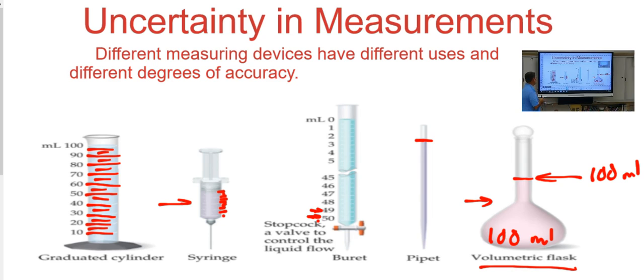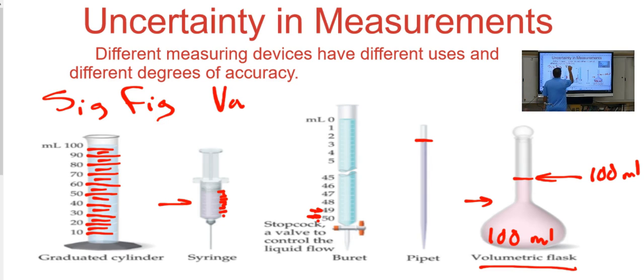we have to tell whoever's going to read it how accurate the tool we used was when we read it. I know that sounds a little bit confusing, but the way that we will do that is through significant figures. Significant figures deliver two things. They tell me the value of the number, and they tell me how accurately I know that number.